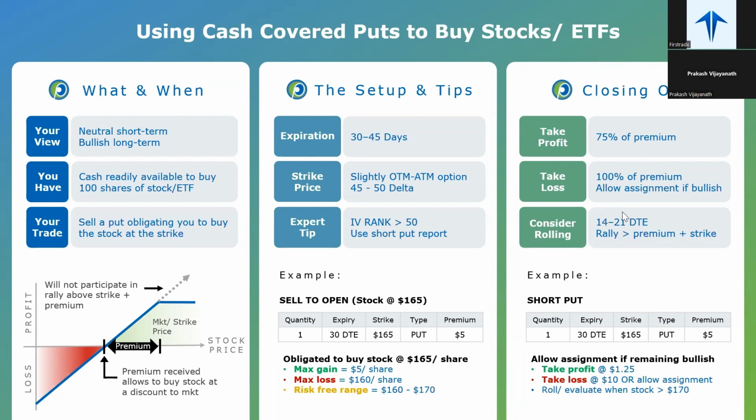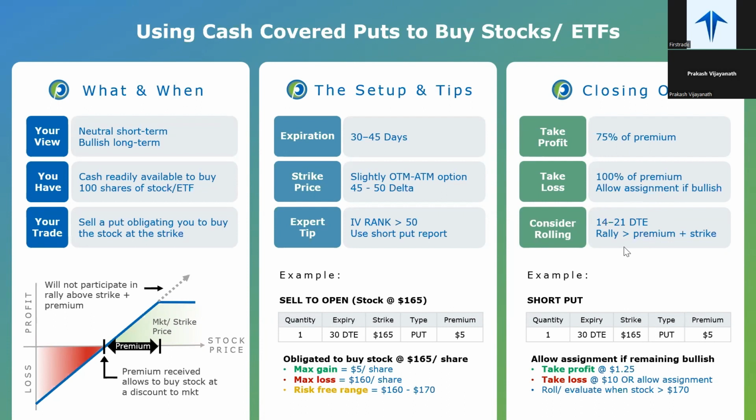Or you could do what you simply set out to do in the first place and simply allow assignment if you are still bullish on the stock. And that's the key thing. You only want to allow assignment if you are still bullish. If it's made a significant decline very quickly, your bullish view may change to a more bearish view. And in that case, that's when you want to buy to close out this put option for a loss and take the loss. Whereas if you're still bullish on the stock, in that case, you would simply allow assignment, and this cash secured put would have effectively done its job.